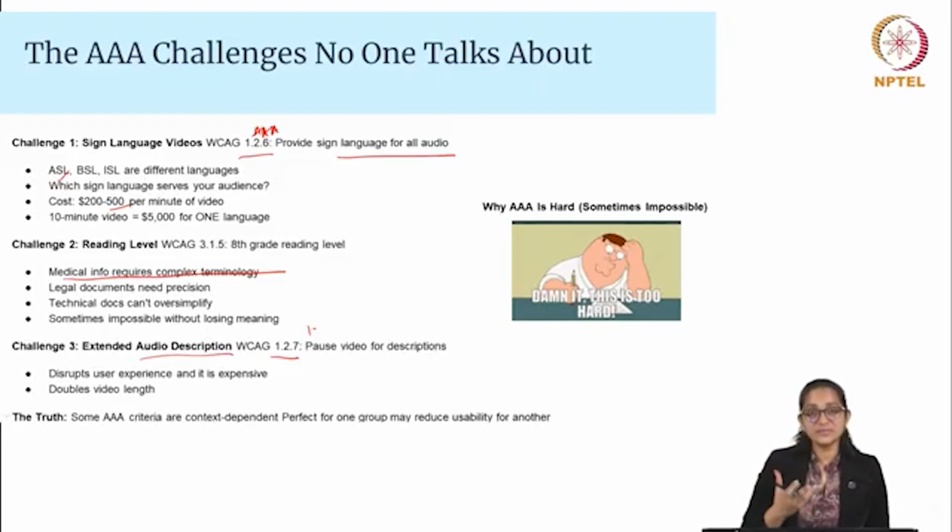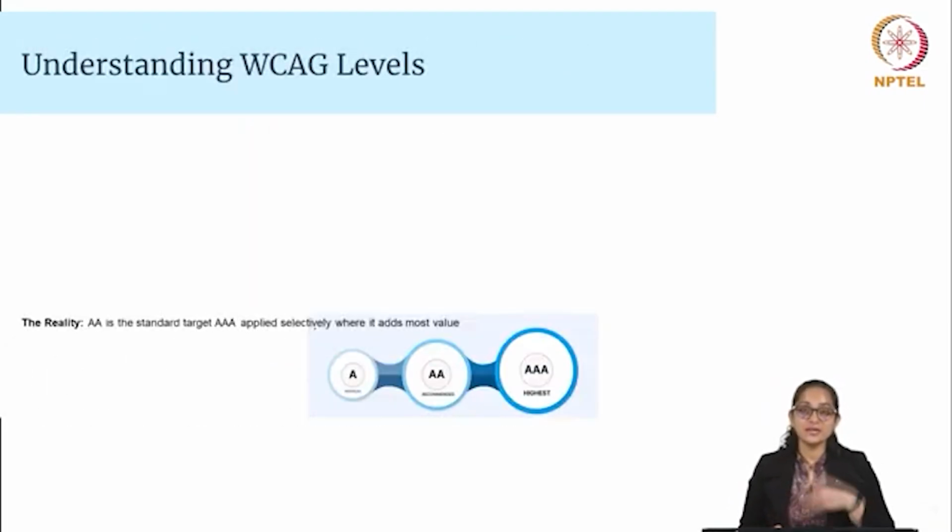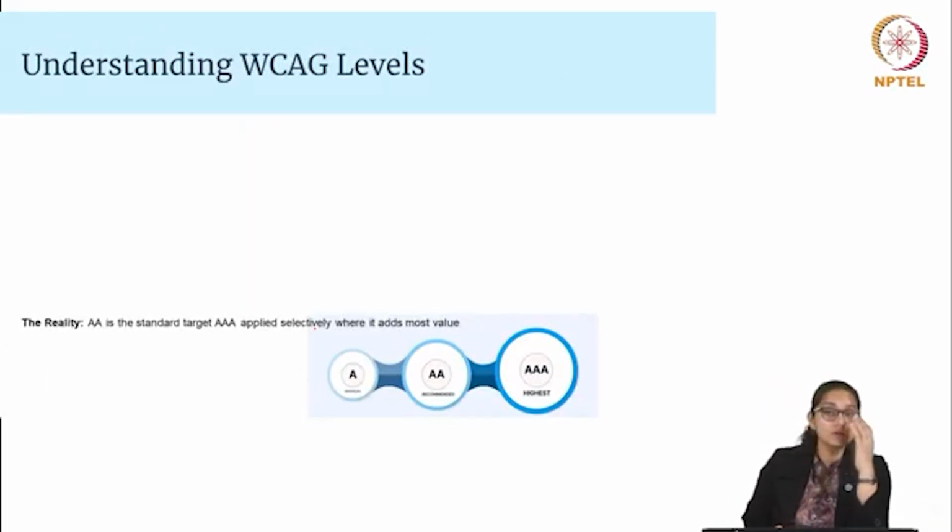So the truth is that some AAA criteria are context dependent. Perfect for one group may reduce usability for another to a large extent. So it is very important. That brings us to understanding the levels of WCAG, and it is very important to understand.